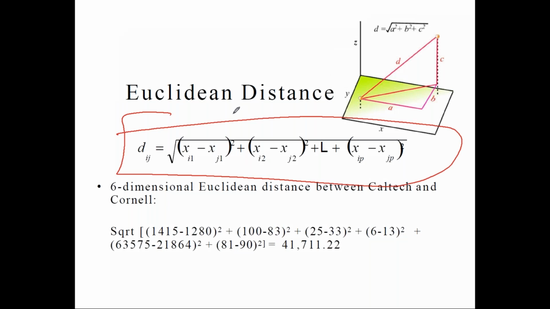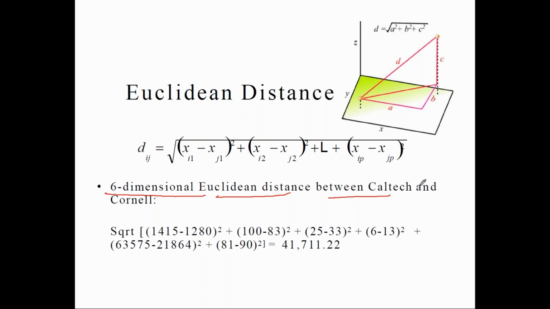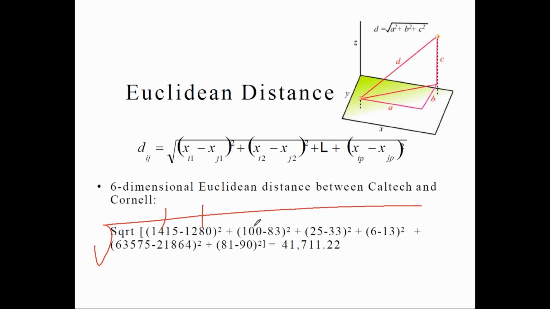We go on with respect to however many variables we have, so many terms we include. So the 6-dimensional Euclidean distance between Caltech and Cornell University can be calculated like this: square root of x2 minus x1, y2 minus y1, z2 minus z1, like here SAT score minus SAT score whole square, top 10, acceptance ratio, student faculty ratio, expenses, graduation rate.